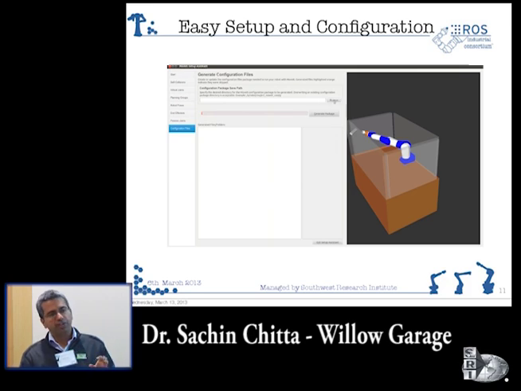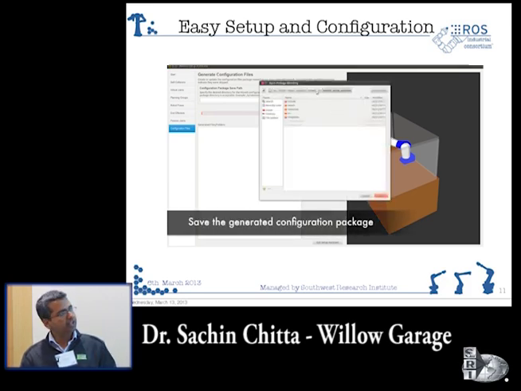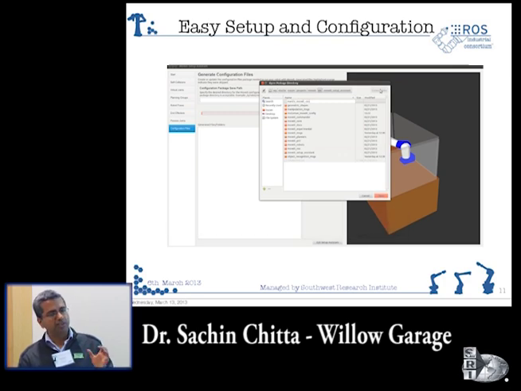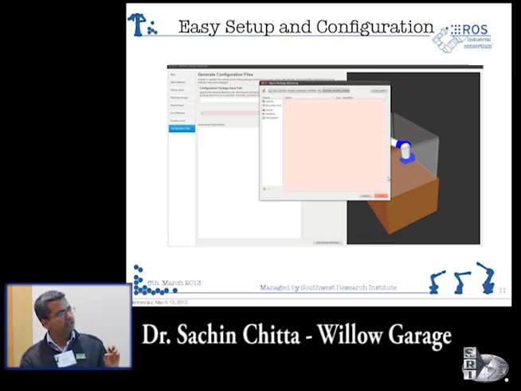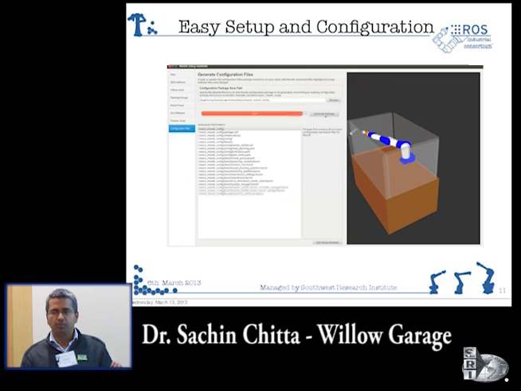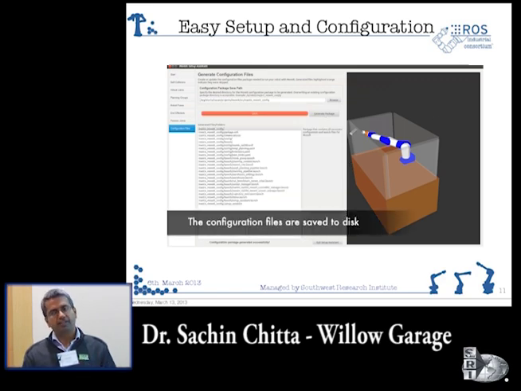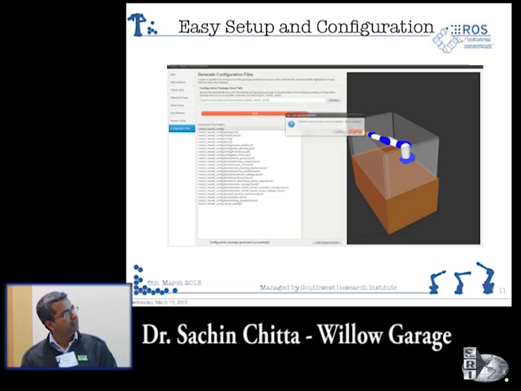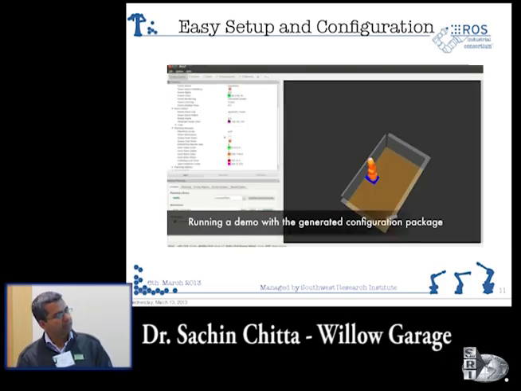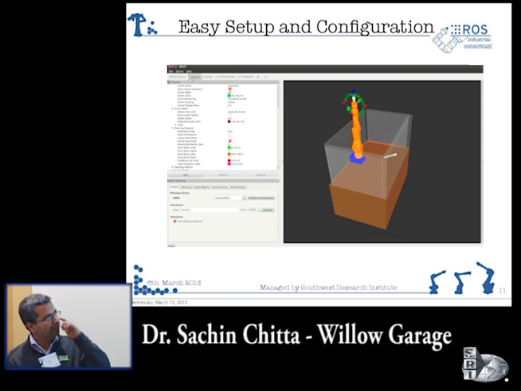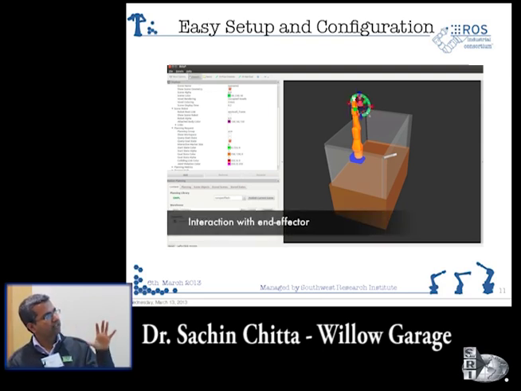Once you go through this whole process, you save a set of generated configuration files. And essentially, you're only going to do this process once per robot. So once you do that, MoveIt is set up for your robot, and you can go ahead and keep working with it. So this is a demo. We've generated everything. MoveIt is set up, and this is now a demo with the Motoman robot.